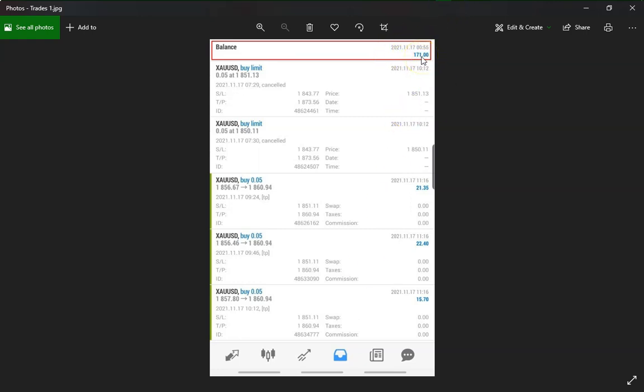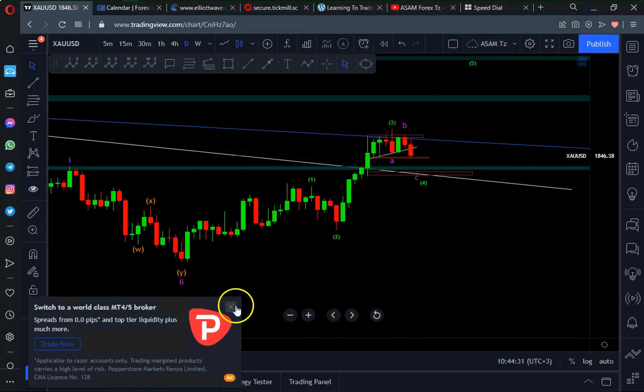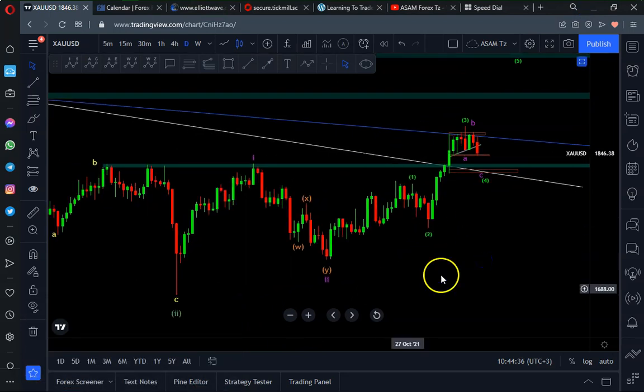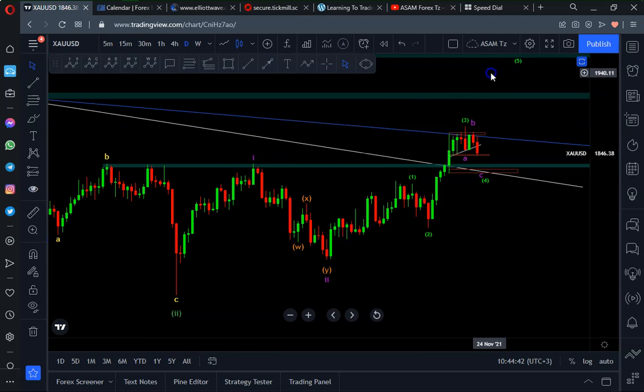Balance 171, and also balance raised to 274. Because we were focusing on very short targets, we were trading on smaller accounts. But those long targets, impulsive moves, those trades that we hold for very long, are traded on large accounts, and the focus is on many pips.